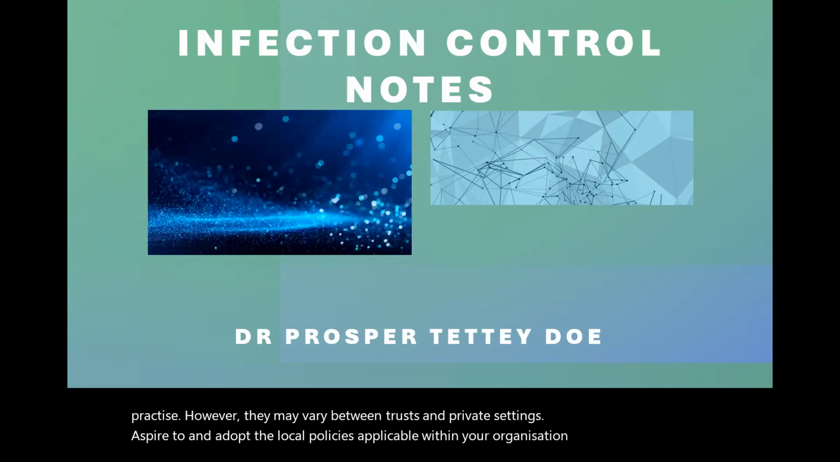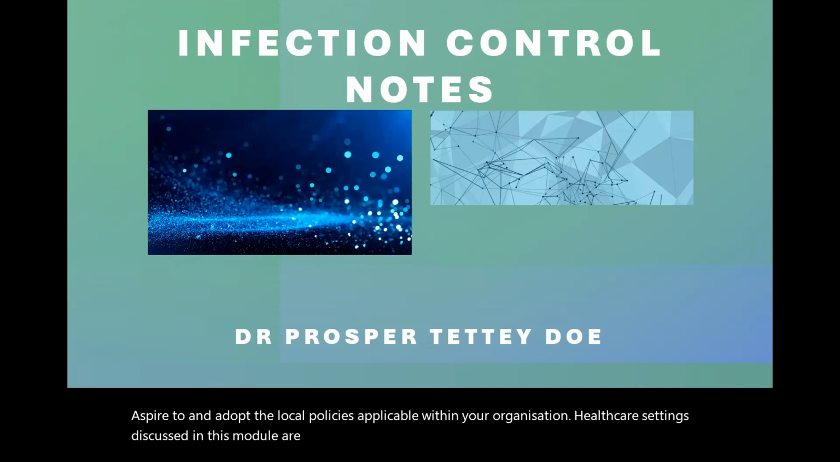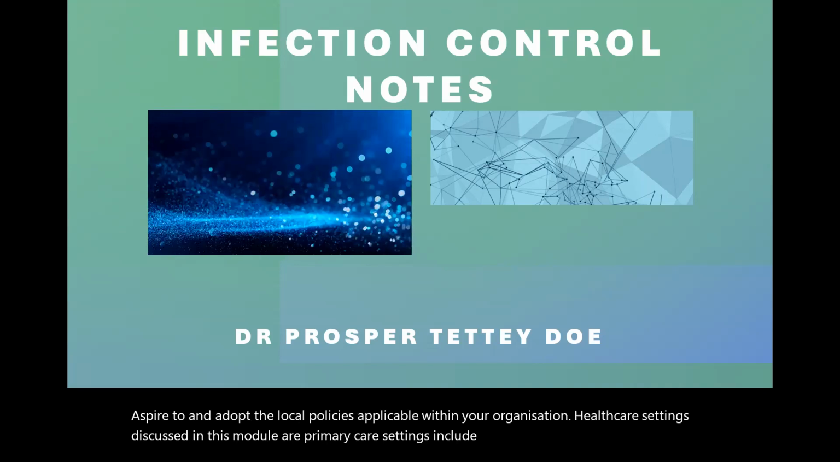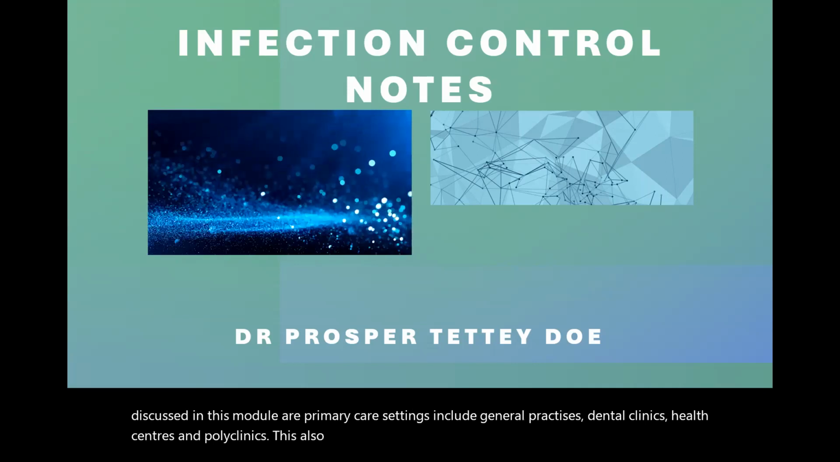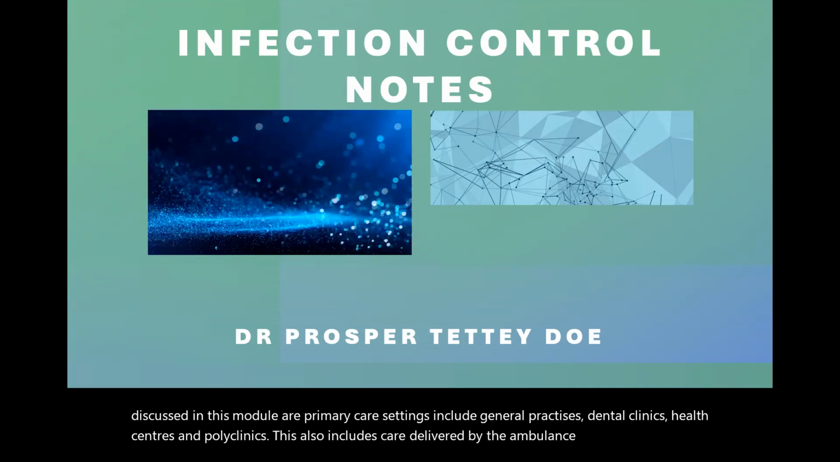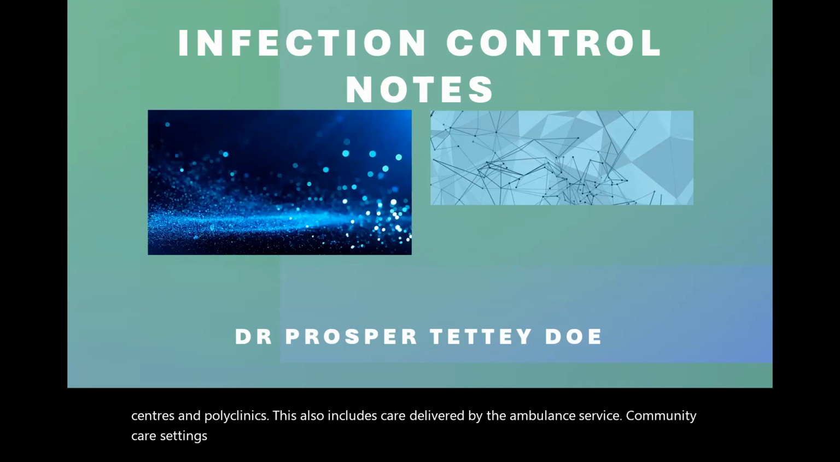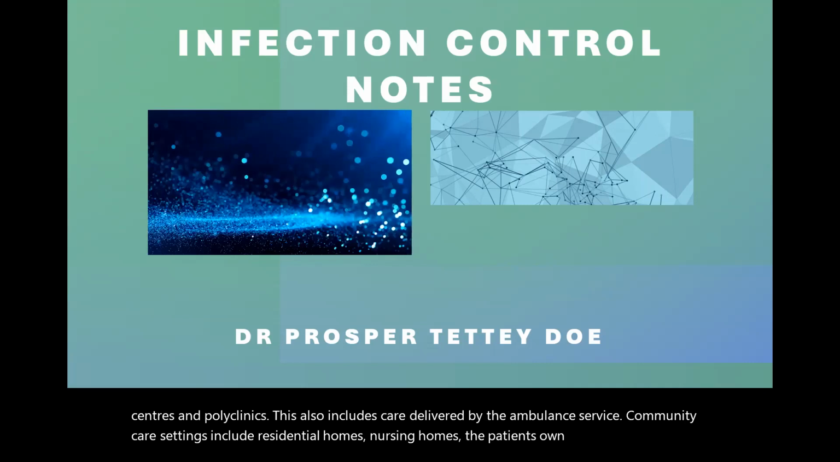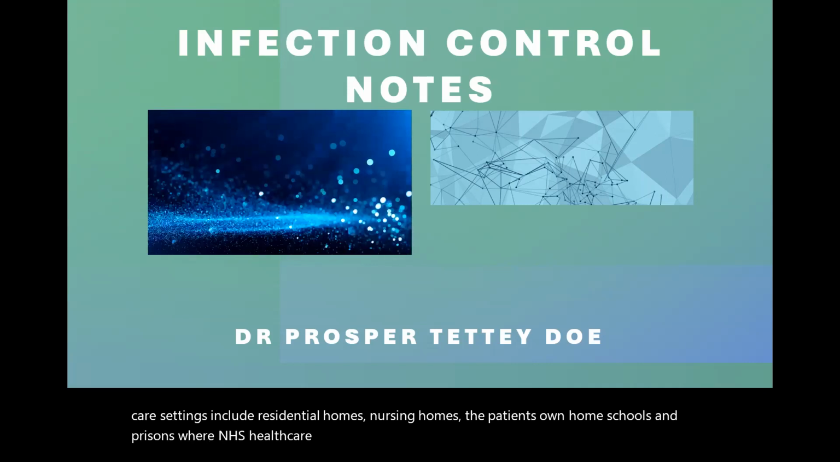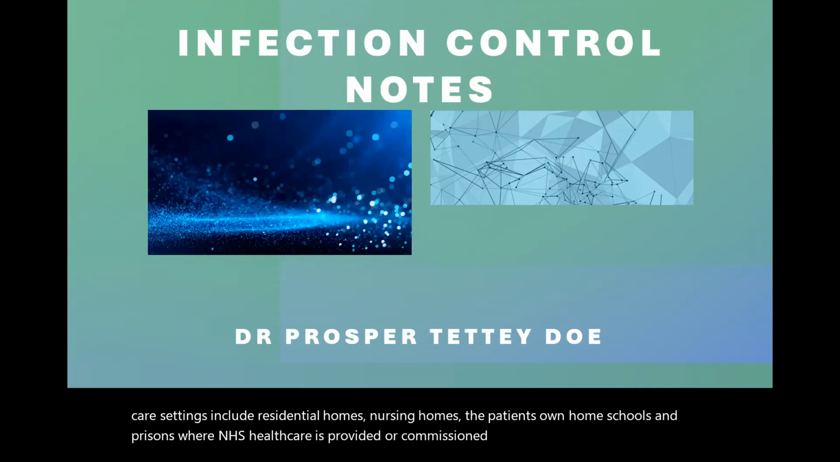Healthcare settings discussed in this module are: primary care settings include general practices, dental clinics, health centers, and polyclinics. This also includes care delivered by the ambulance service. Community care settings include residential homes, nursing homes, the patient's own home, schools and prisons, where NHS healthcare is provided or commissioned. What are healthcare-associated infections?